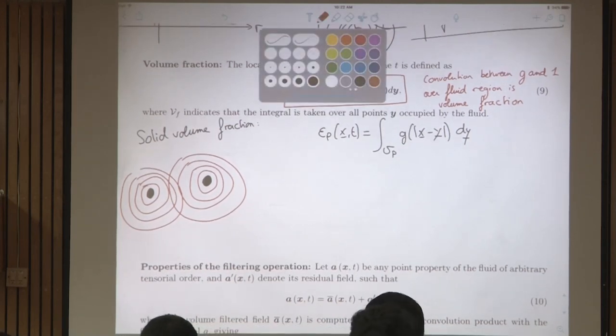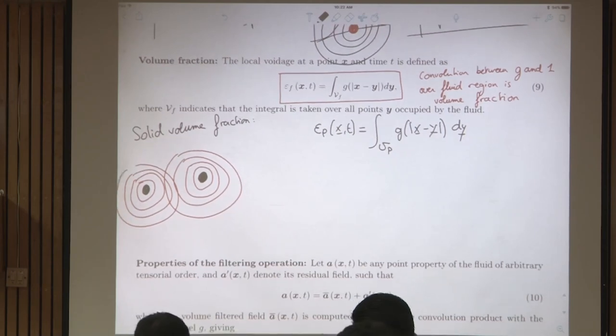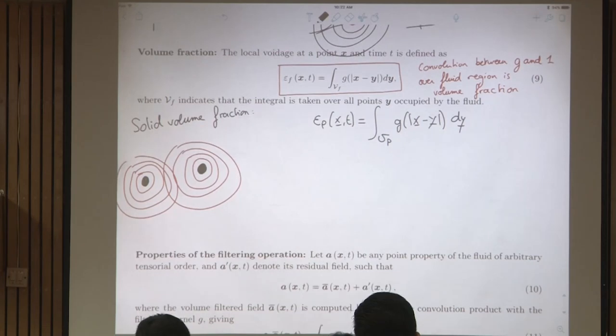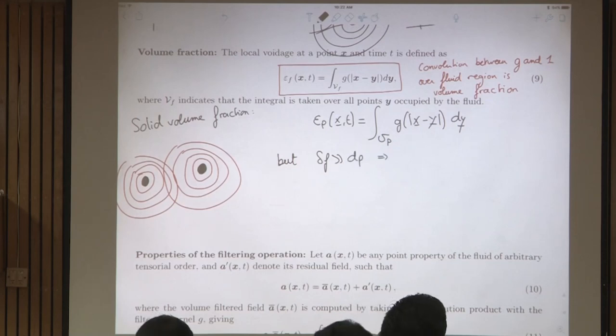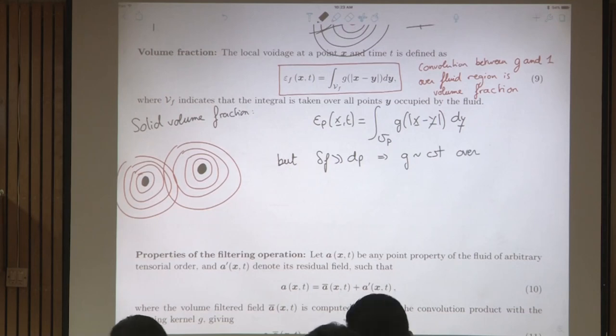So this is all fine and good. We're just filtering quantities. We're going to need to make approximations to make this computationally feasible. And so the main approximation we're going to make is to say that since our filter size is very large compared to the particle diameter, we can take shortcuts. Since delta F is much larger than d_p, it is reasonable to assume that our filter kernel will take approximately a constant value over the entire particle size. So we'll say that G is approximately constant over the entire volume of the particle.